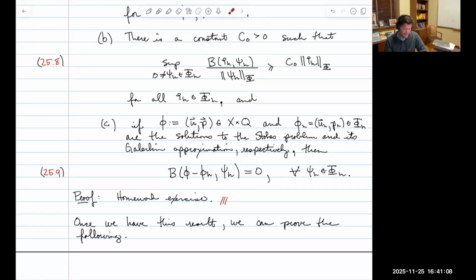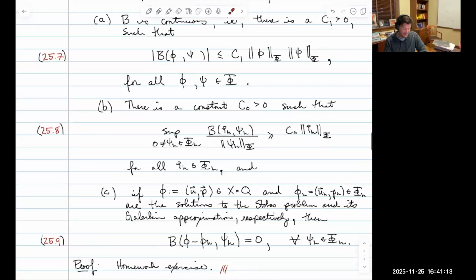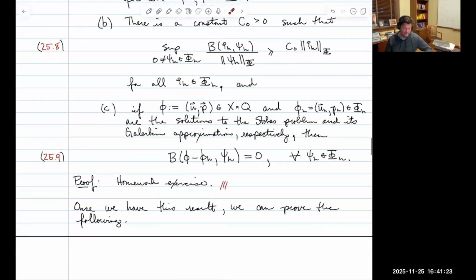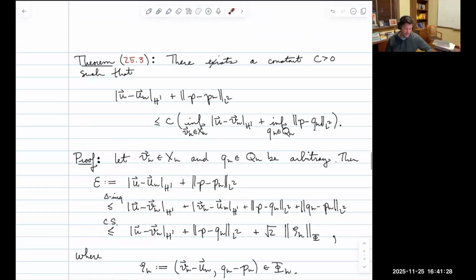Now, I'm not going to prove this result for this B bilinear form. I've given you some hints in the homework, and I hope I've stated the problem correctly, but you can let me know if you have any questions about it. However, once we have this result, we can use it to prove exactly the Cea-type estimate that we were trying to prove before but had failed. That little lemma is the key that is going to open the door for this Cea-type result.